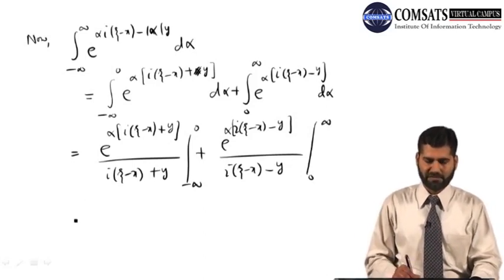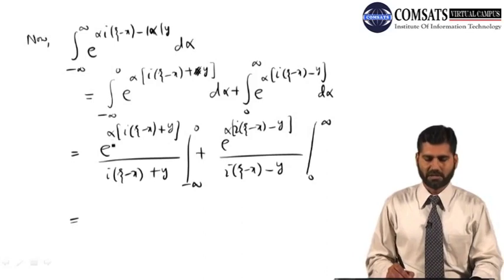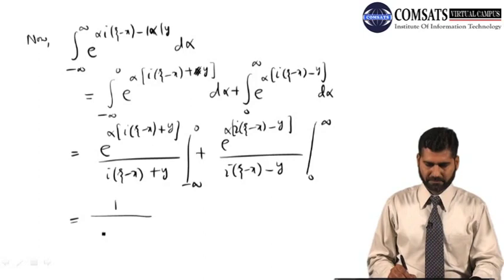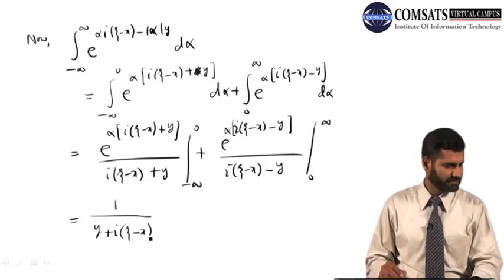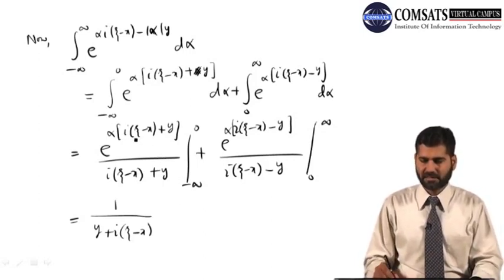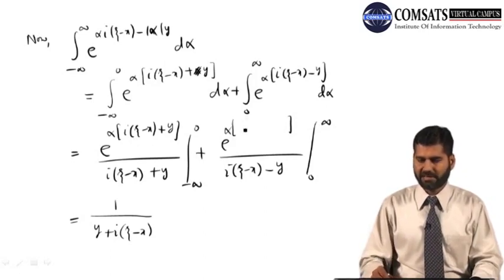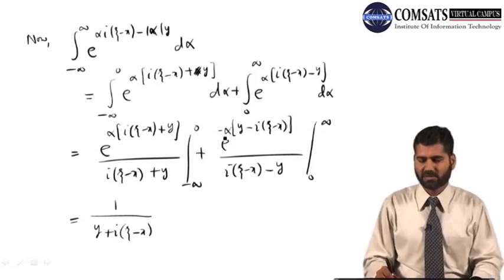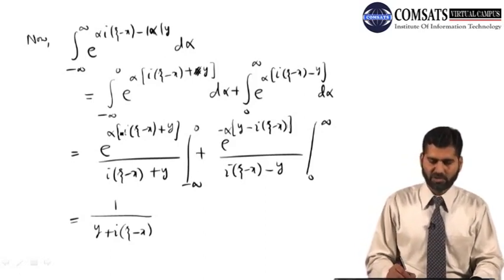Now if you take alpha to be 0, e to the power 0 is 1 over y plus iota xi minus x, and at minus infinity, what you can do is take minus alpha as common, and you will get y minus iota xi minus x, and of course y minus iota xi minus x times negative sign. So when you put 0, you got this one.